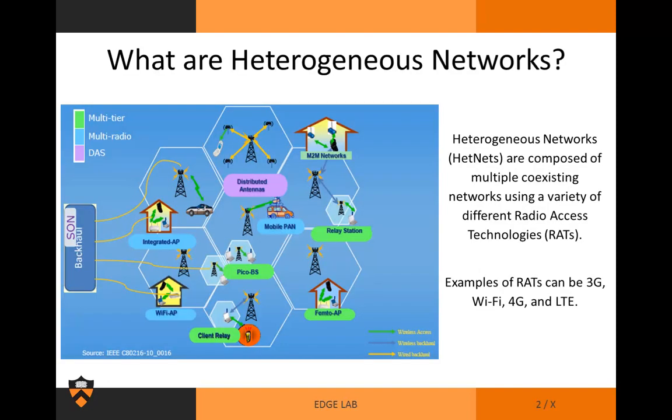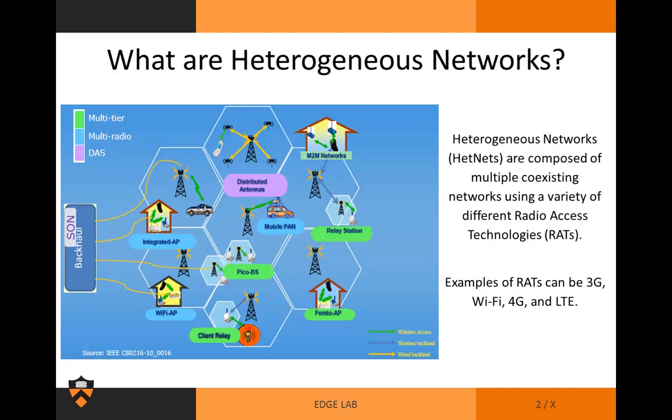3G, Wi-Fi, 4G, and LTE. These are all common terms for wireless radio access technologies, called RATs, that everyone has heard of when buying a new mobile device or smartphone. However, most people tend to think of these networks as isolated and unrelated. However, nothing could be farther from the truth.